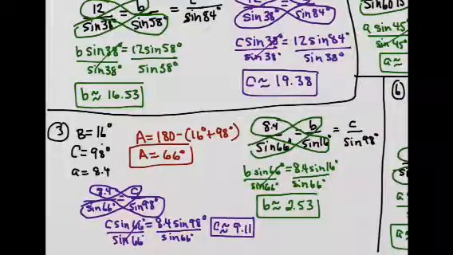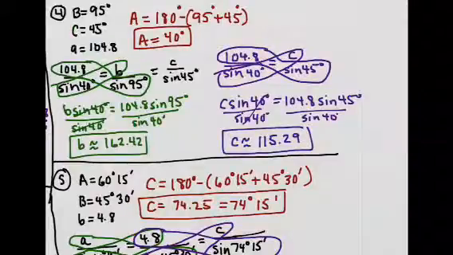Again, I rewrote the other proportion to put them next to each other. So here it is. Okay, cross multiply. And then you divide by sine 66 to leave C by itself. Put this into a calculator and you get this.